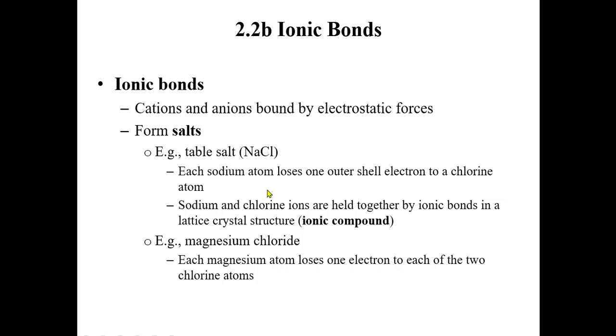So in an ionic bond, ionic bonds are a gain and loss of electrons. That's important. That's what this slide is getting at. It's a gain and loss of electrons. Sodium is going to lose the electron, and chlorine is going to gain the electron. Very, very important. Next slide.